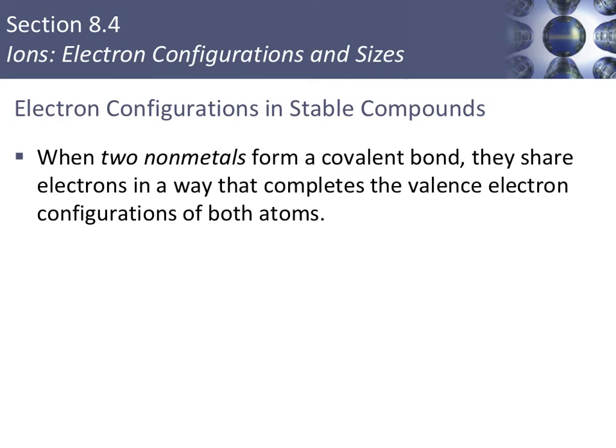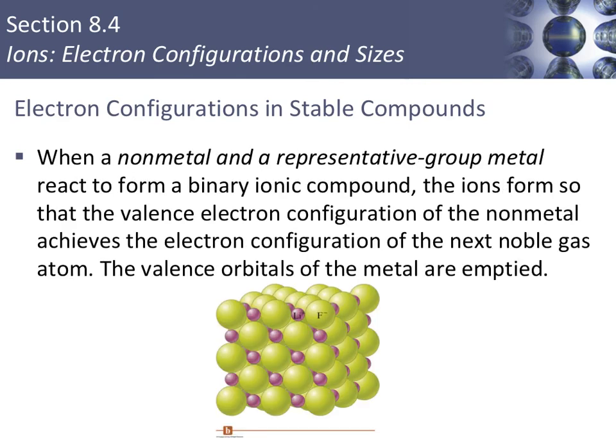And finally, just some final ideas about bonding. When two nonmetals form a covalent bond, they share electrons and they share in such a way that they will have a full outer energy level of electrons. So the valence shell will show a complete electron configuration. And when a metal and a nonmetal form an ionic bond, the nonmetal gains electrons and has the same electron configuration as the next noble gas. The metal loses all of its valence electrons and has an electron configuration of the noble gas beneath it.